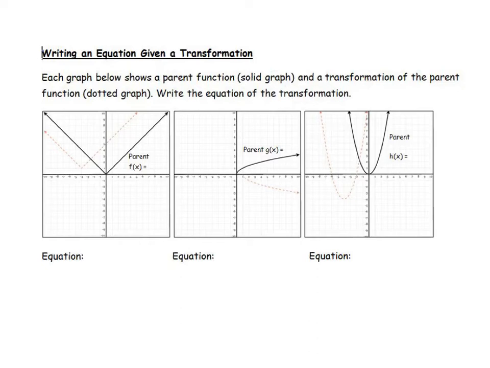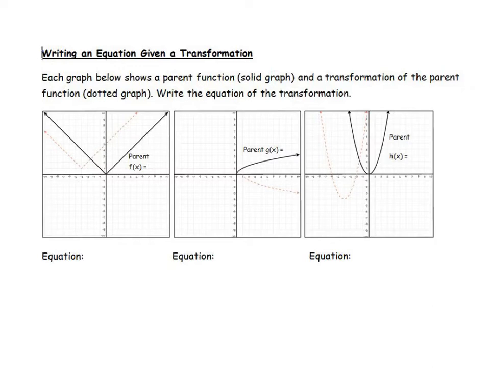So the directions say, each graph below shows a parent function. The parent function is the solid line. So the first one here is my parent function, and a transformation of the parent, which is the dotted line right here. Write the equation of the transformation.